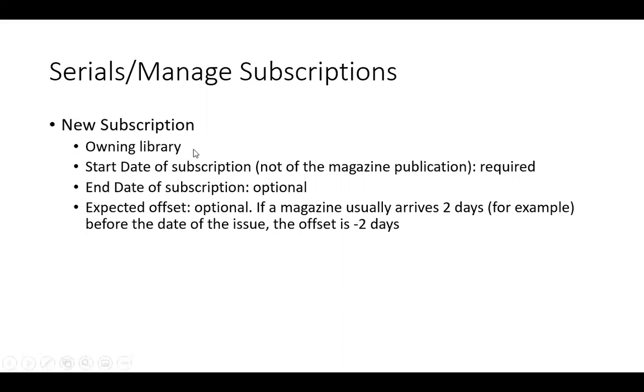You're going to click new subscription. You want to indicate that you're the owning library and put in the start date of your subscription, not your magazine publication. That's a required field. If you know the end date of your subscription, you can fill that in. Otherwise, you can skip it. And then there's an entry for expected offset, and that's optional. That's one that if your magazine arrives a few days earlier than the date that's on the issue, you can say it comes in -2 days or 2 days before.